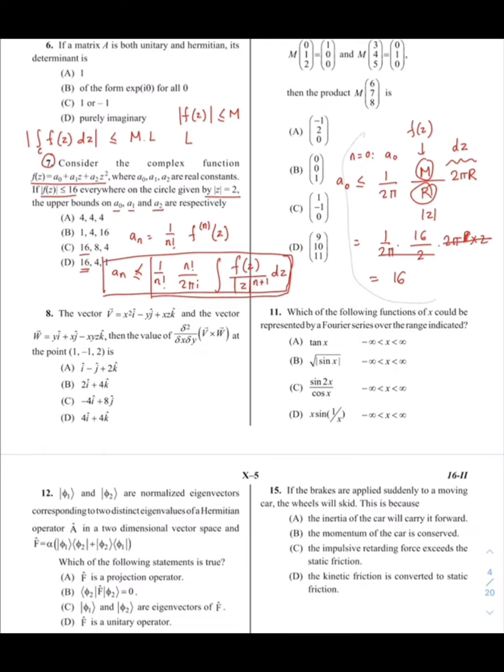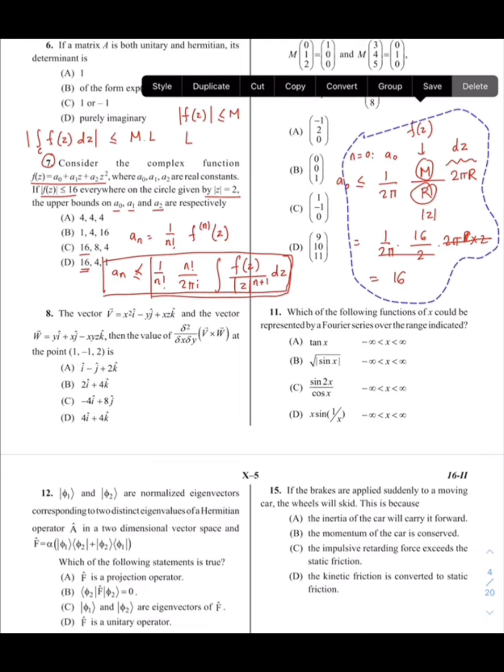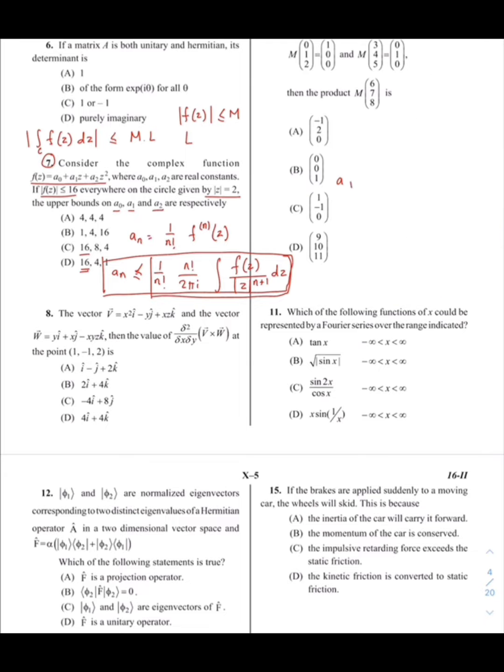Let's put n equal to 1 and find the upper bound of a1. So a1 is less than or equal to 1 by 2 pi, and again we use the same thing but putting n equal to 1. So we have r squared times 2 pi r, which is equal to M by r. So 16 divided by 2 is equal to 8. So it looks like the third option is correct.